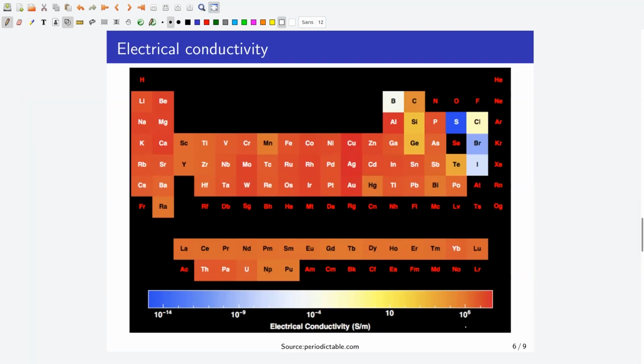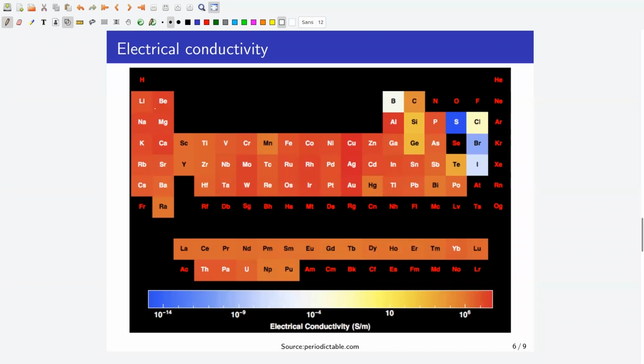Thus, we know that the properties of metals, nonmetals, and metalloids differ significantly because of bonding. Since this course is on electronic properties of materials, I show you a comparison of electrical conductivity of different elements present in the periodic table.